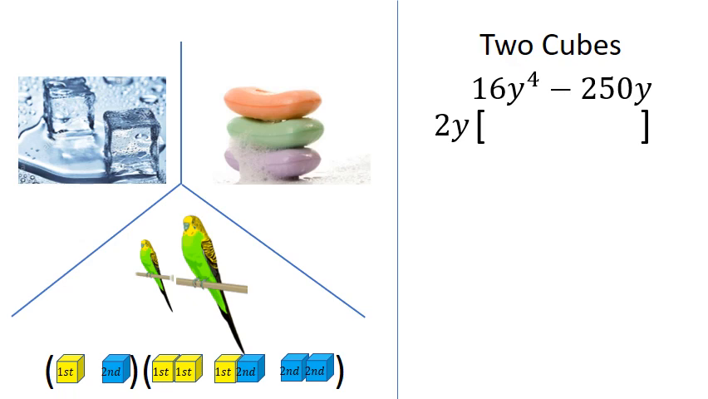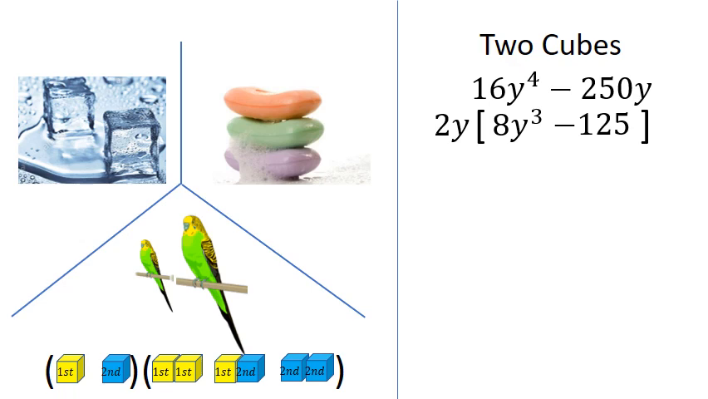16 divided by 2 is going to be 8. Y to the 4th divided by y. We subtract the exponent, so that's 4 minus 1. That's going to be y to the 3rd. And then the negative 250y divided by 2y. That'll be negative 125, and those y's cancel right out. Now what we've got left in the brackets, that's a perfect cube.